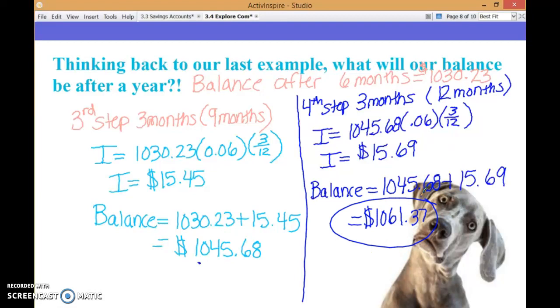So again, when we compound something for some sort of period, like in this example, we compounded quarterly. That means every quarter or every 3 months, we have to adjust what our principal is based on how much interest we got in that previous time period, or that previous compounding period. Alrighty, we're going to do one more example and then I'll let you practice some for your homework.